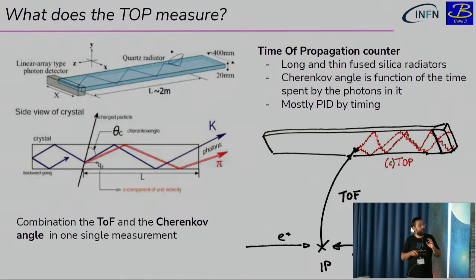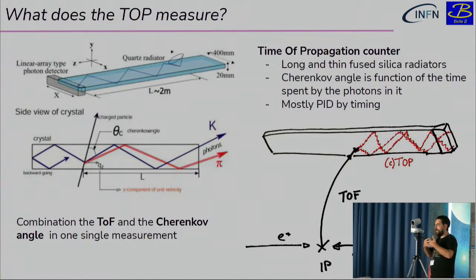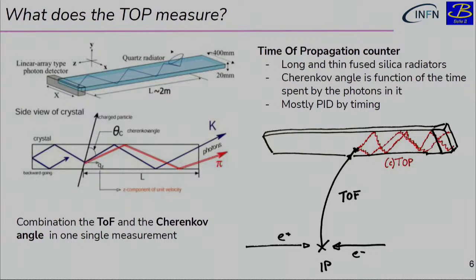However, in addition to this, you actually measure a second quantity, which is completely entangled with this first one. Because the timing of the photons that you measure is not the timing from the moment in which the particle entered the bar, because you have no idea about that time, you cannot measure it. It's the timing from the plus and minus collision at the interaction point. So it's the sum of the time of flight of the particle up to the system, and the time spent by the photon in the bar. So it's a combination of time of flight and Cherenkov in a single system. And this is why you have a nice coverage, both at low and high momenta.